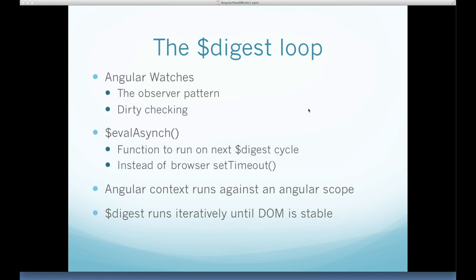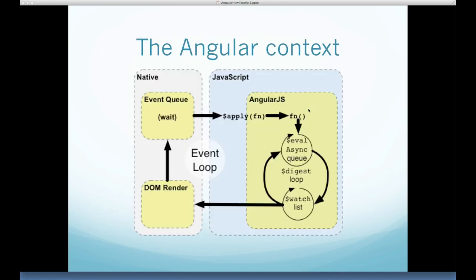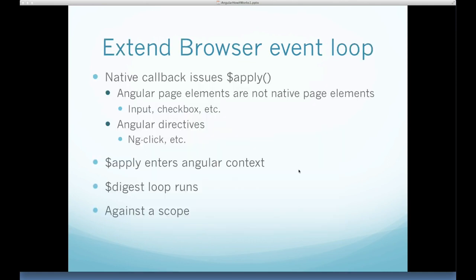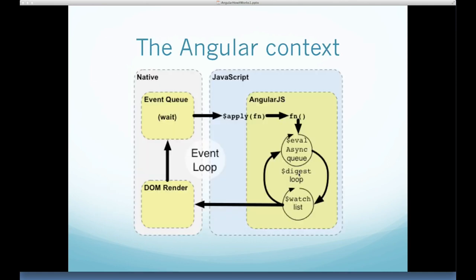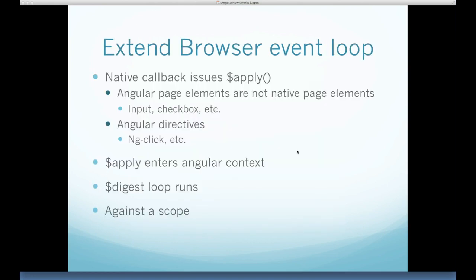Now let's talk a little bit about the digest loop. This is what runs after the $apply function brings us into the Angular context. The digest loop has basically two subloops in it. One is the watch list, and the other is the eval async queue.